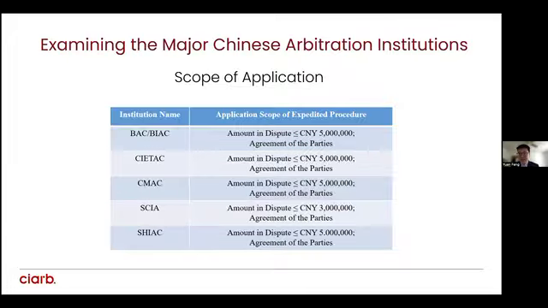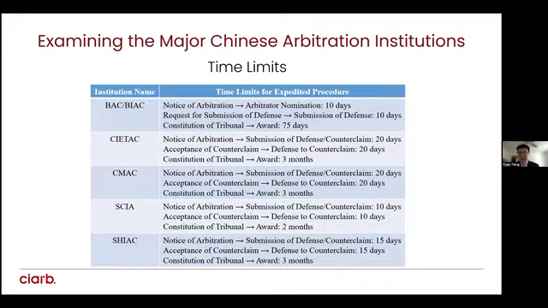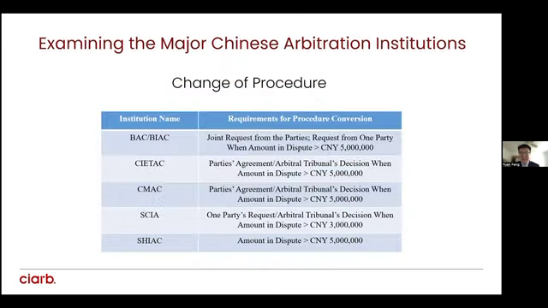And actually, the weaknesses of the BAC-BIAC expedited rules and procedures are also the shortcomings that the other main Chinese arbitral institutions have. So in the next couple of slides, we'll go through the expedited arbitration practices of those institutions. Those institutions include CIETAC, CMAC, SCIA, and SHIAC.